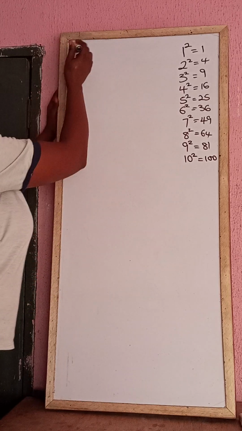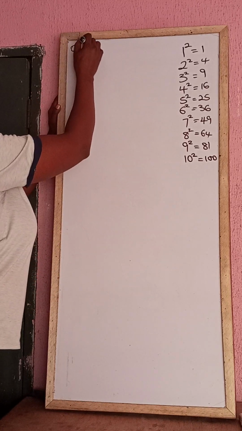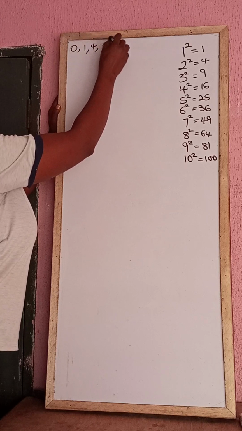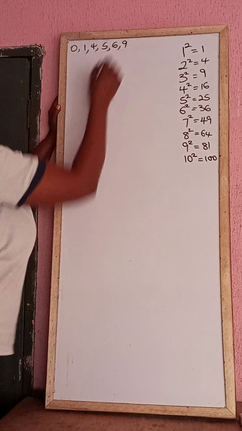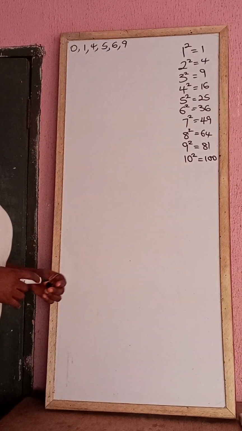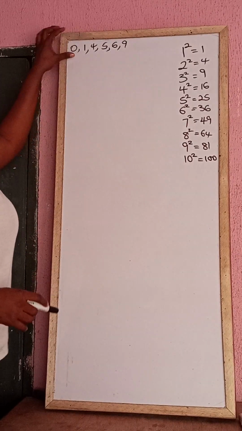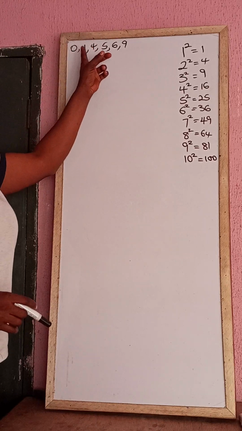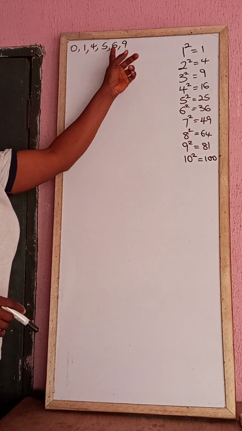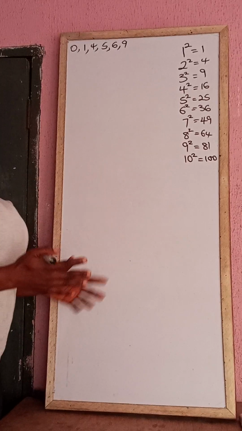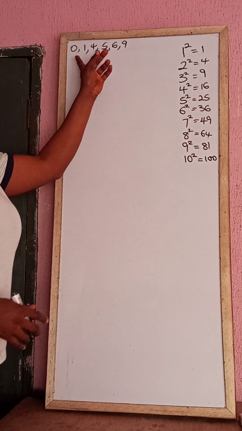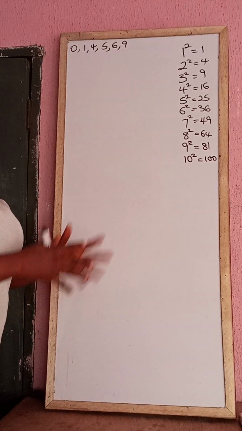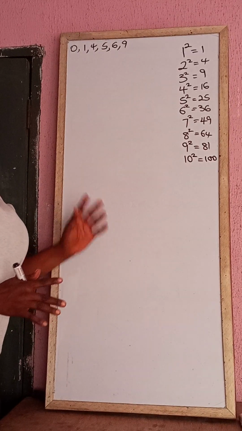Now, watch these: 0, 1, 4, 5, 6, and 9. From this, you can see that the last digit is either a 0, 1, 4, 5, 6, or 9. So when you have a number whose last digit is not one of these, the number is certainly not a perfect square.